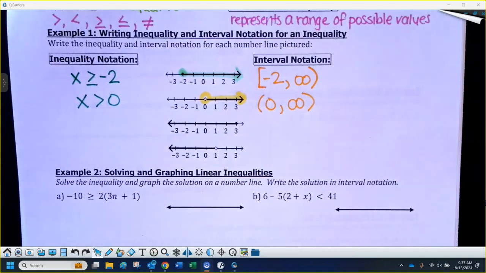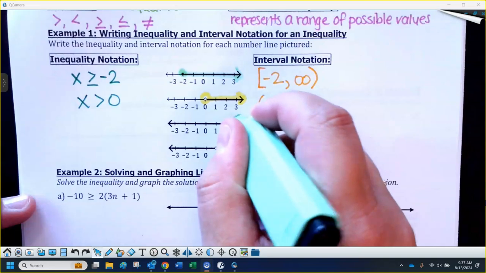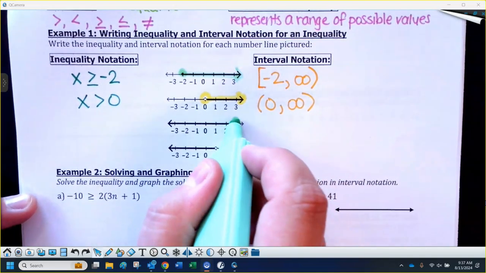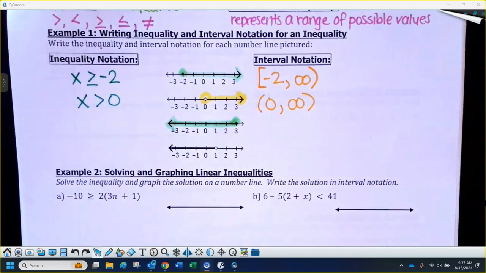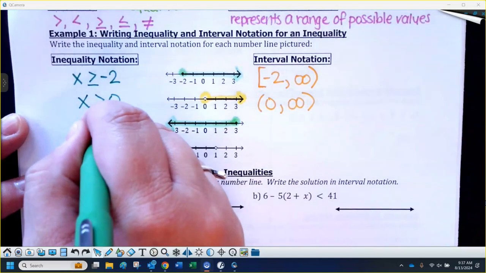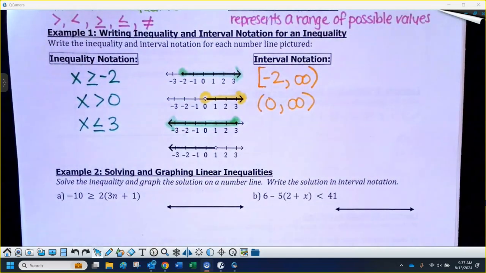All right, let's check out the third graph. Now, this has a closed circle at 3, and this arrow is over the top of the number line pointed to the left. What do you think? X is less than or equal to 3. Perfect. Less than or equal to 3. Excellent. All right, now, can anybody tell me what is the smallest possible value this graph would go to? Negative infinity.